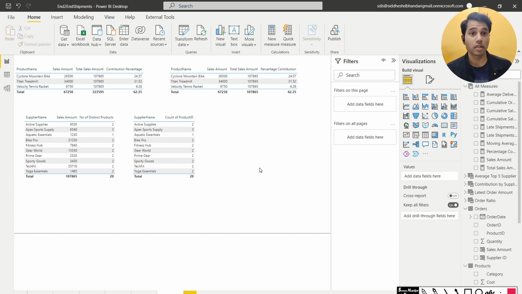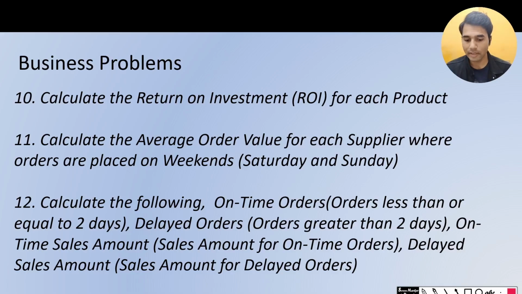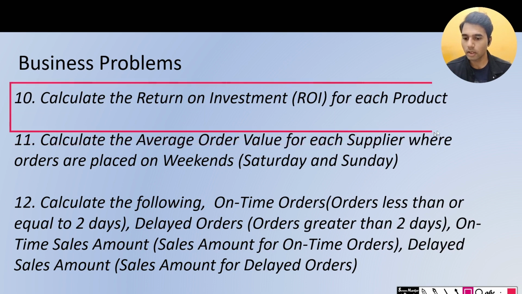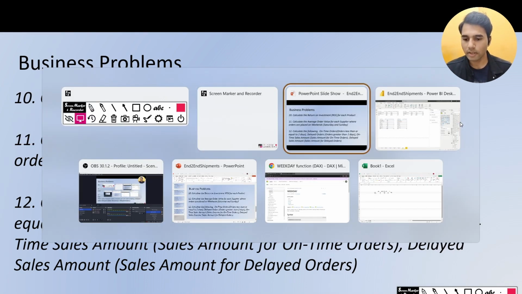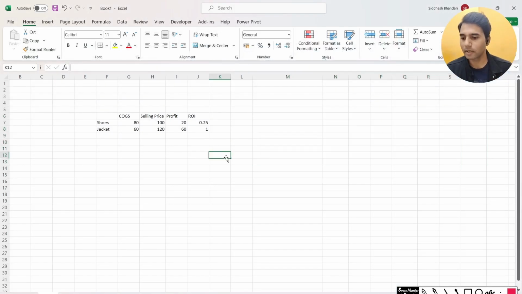So for today's demonstration, we again have 3 questions and let's start with them one by one. So the first question is, we need to calculate the return on investment for each product. So what do you mean by that? In order to demonstrate that, I've just created a simple table in Excel, which is going to demonstrate what we mean by return on investment in the context of each product.